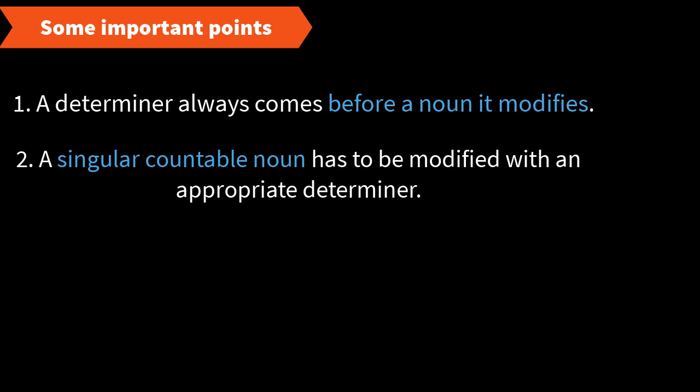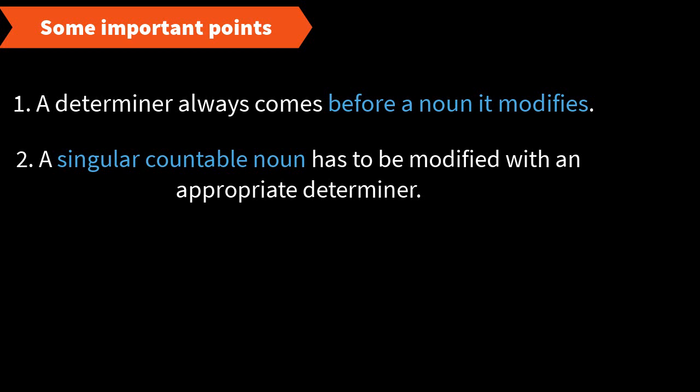Number two, when you have a singular countable noun in your sentence, that means a noun which is one in number, singular, and can be counted, countable. A singular countable noun, a noun which is one in number, can be counted, you need to modify it with a determiner. Before that, you have to use a determiner. There's no other way around. You cannot get away without using a determiner before a singular countable noun.